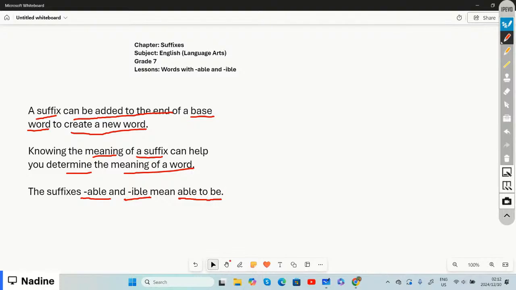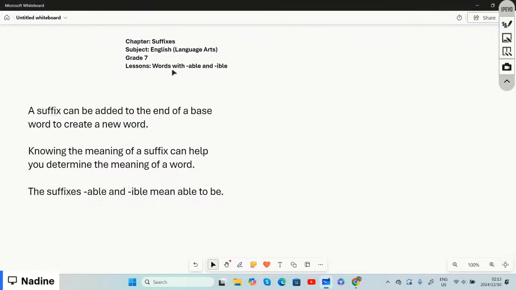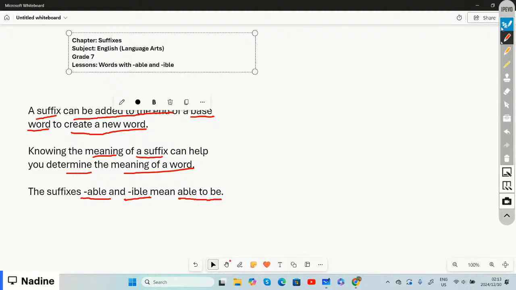All right. And if we look at a few examples, we're going to look at a few examples of words that use able or ible. So we use the word able.